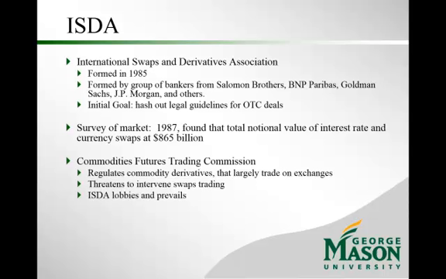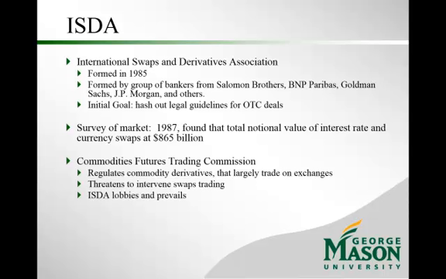And so what happened was the International Swaps and Derivatives Association formed in 1985. It was a group of bankers, Salomon Brothers, BNP Paribas, Goldman Sachs, JP Morgan, and others, who came together and said, hey, we don't want to be regulated, right? So we're all going to agree. We're going to hash out some legal guidelines for these over-the-counter deals so that regulators can have some comfort that we've got this under control, that you don't need to regulate us. Because regulators were saying, we've got the Commodity Futures Trading Commission that's been regulating commodities derivatives for years. Why don't we just have them also regulate interest rate swaps and other types of derivatives, these exotic derivatives that banks are creating?